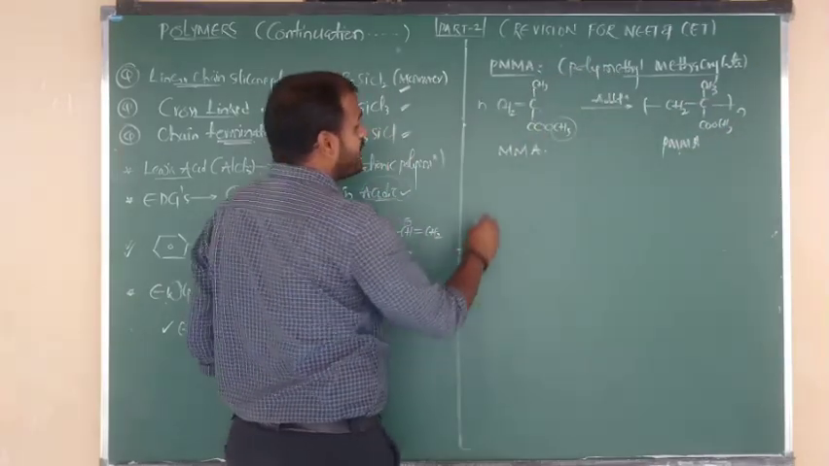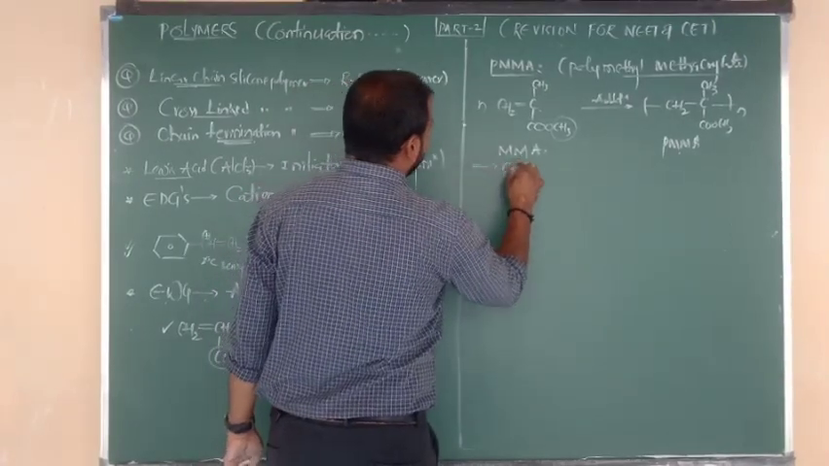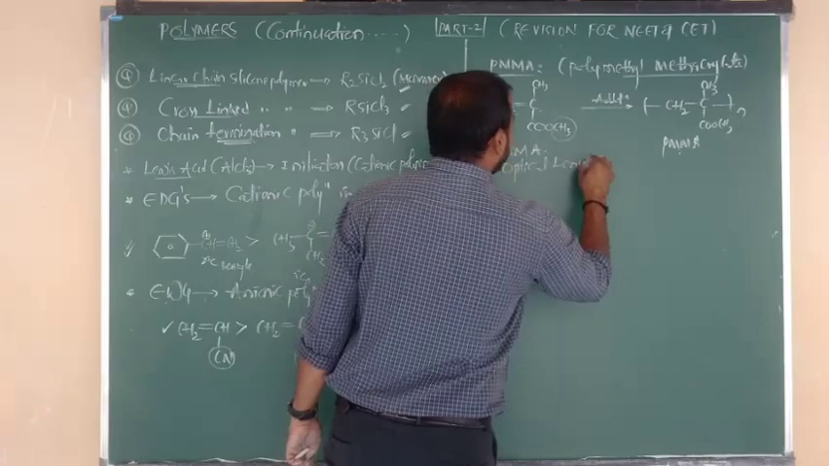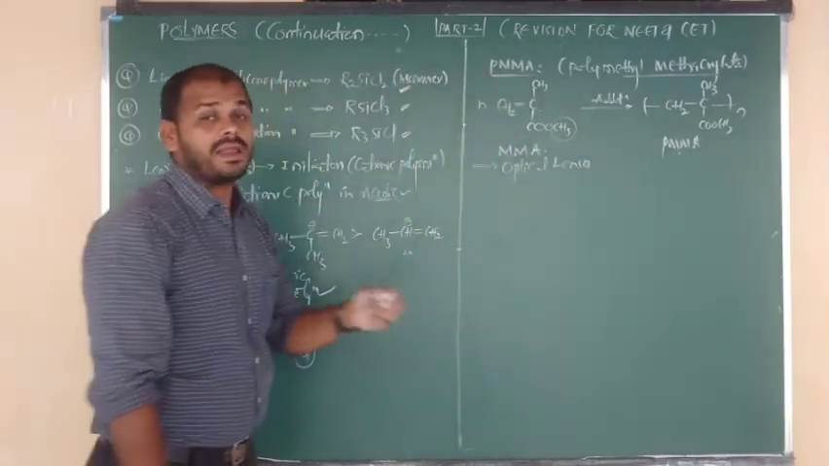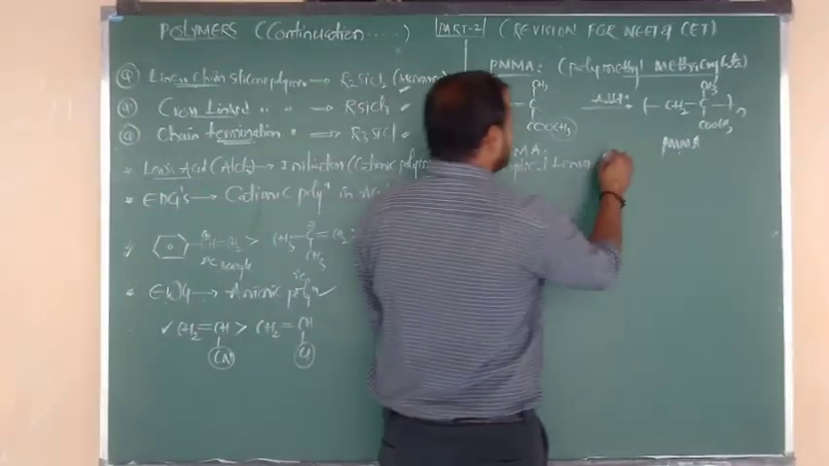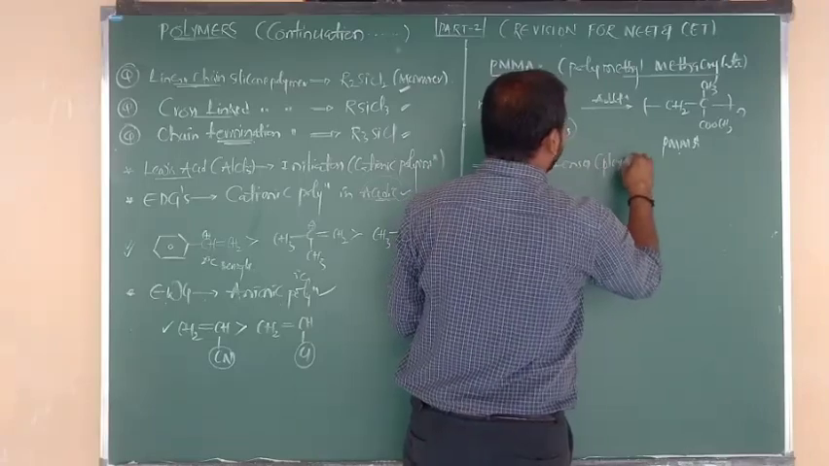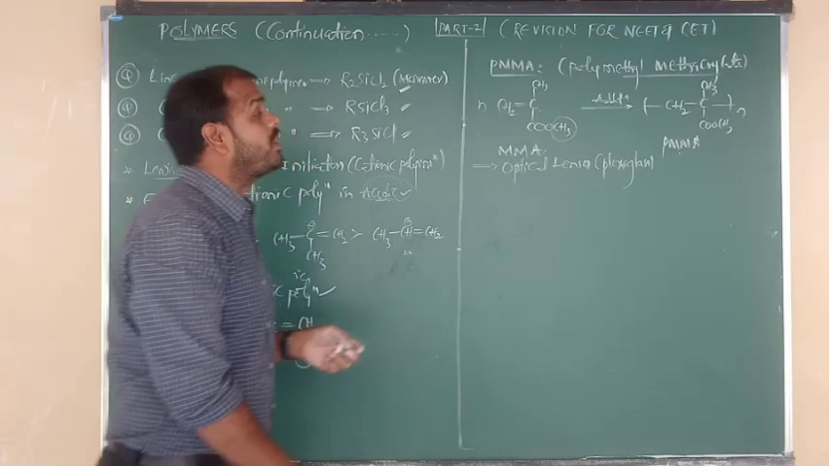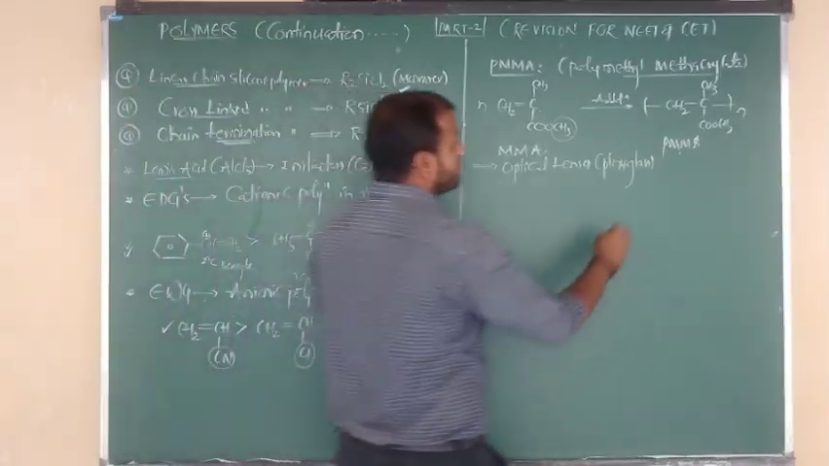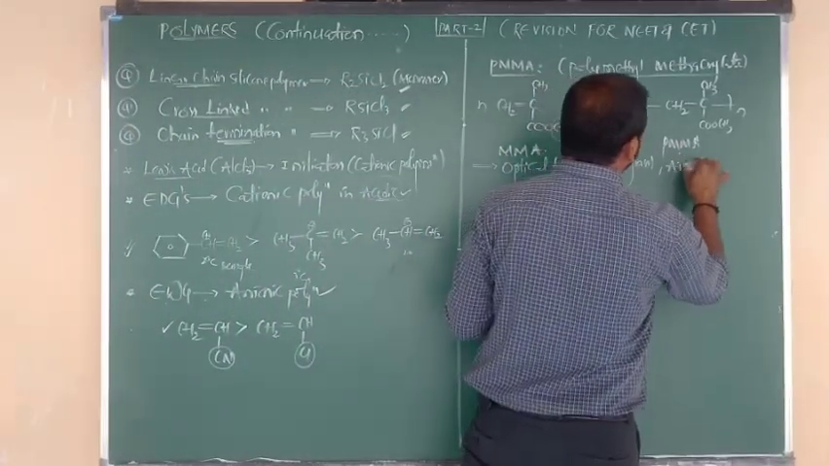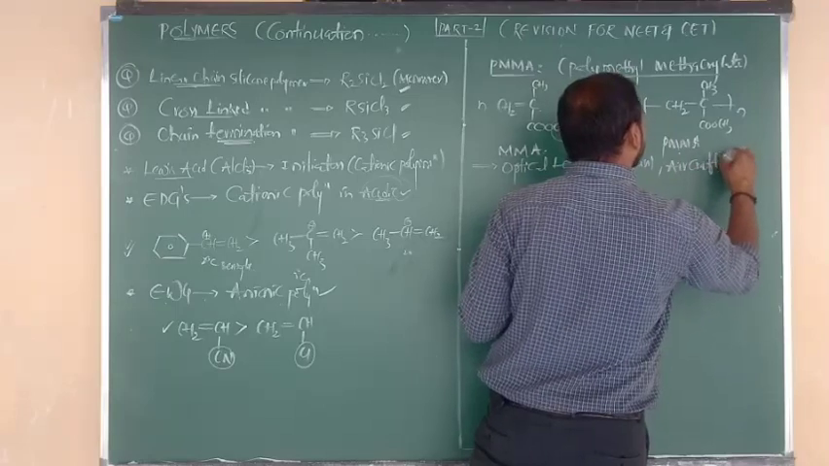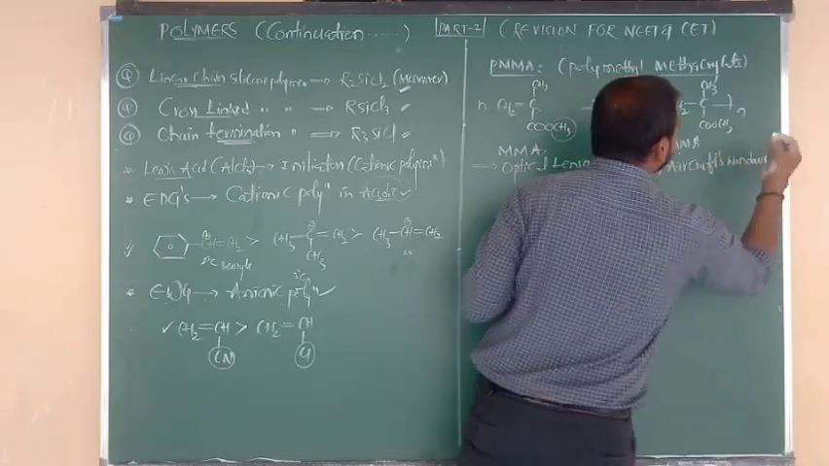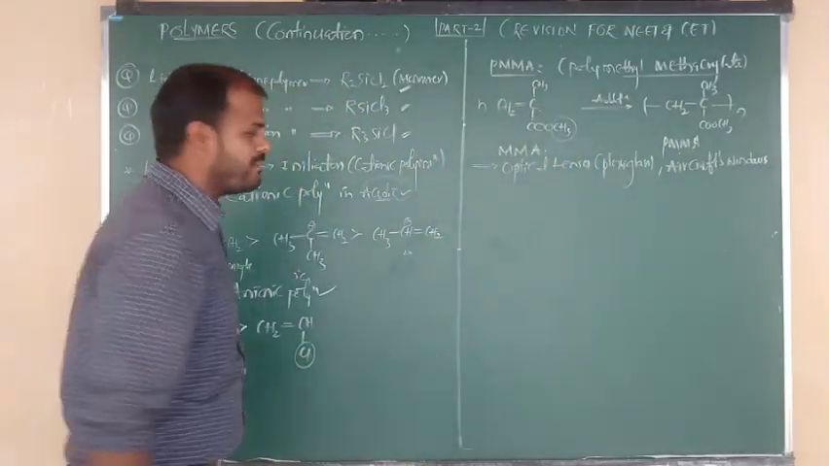What is the use of PMMA? It is used in making optical lenses. Very important question. So optical lenses are made with PMMA. What is meant by optical lenses? Nothing but plexiglass. So plexiglasses are made with PMMA, and one more use is in aircraft. Aircraft windows or glass materials are also made with PMMA.